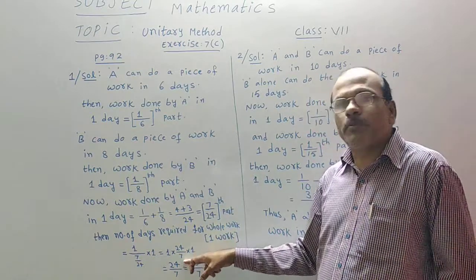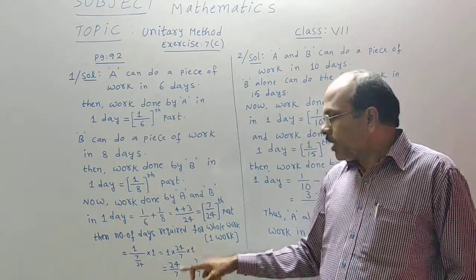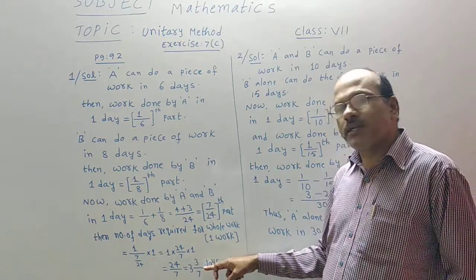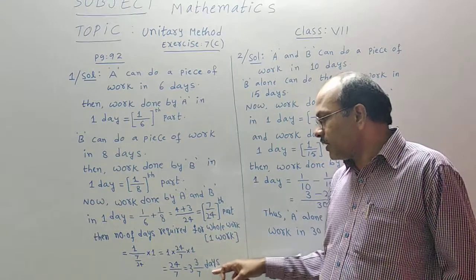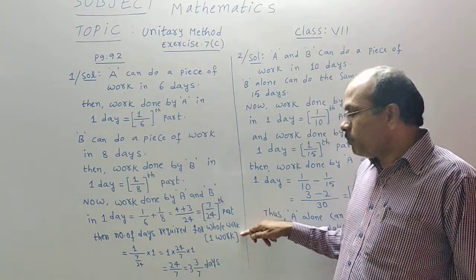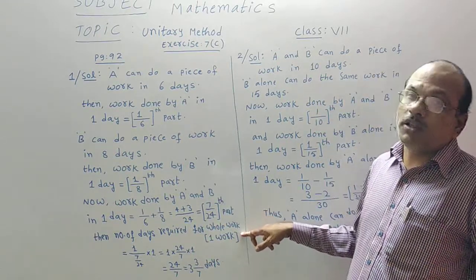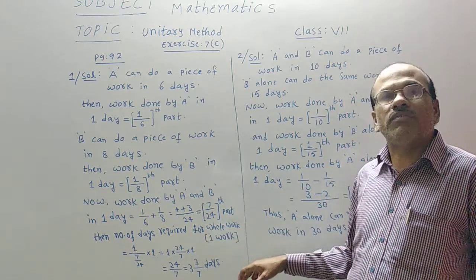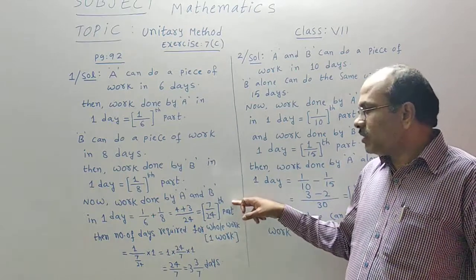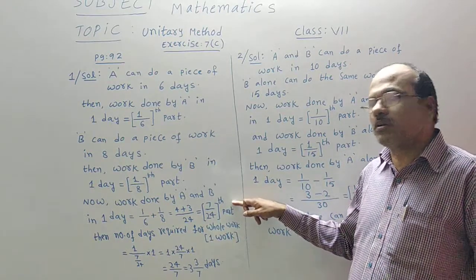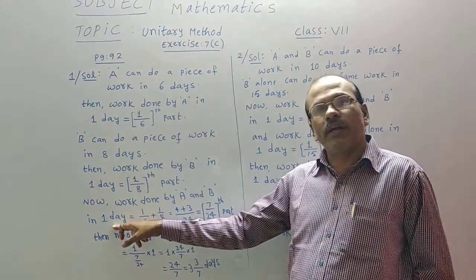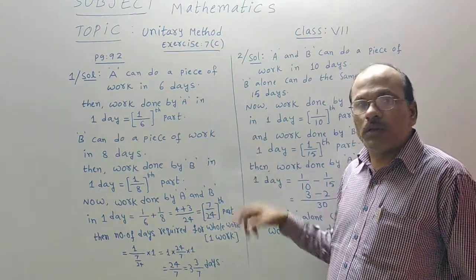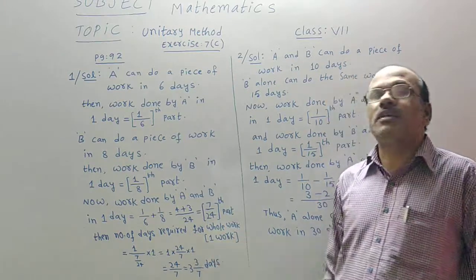Since the numerator is bigger than the denominator, I have to divide that numerator with the denominator. So the mixed fraction we got is 3 by 7 days. So in order to complete the whole work by both A and B, they need 3 by 7 days of time. To finish this 7 by 24th part of the work, they need only 1 day. But to finish the whole work, both the people A and B needed 3 by 7 days.